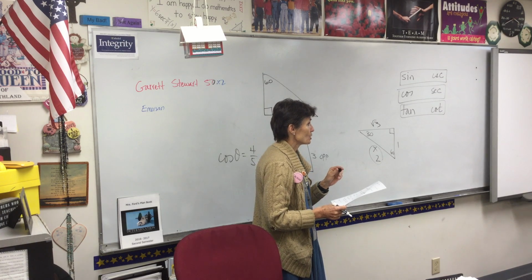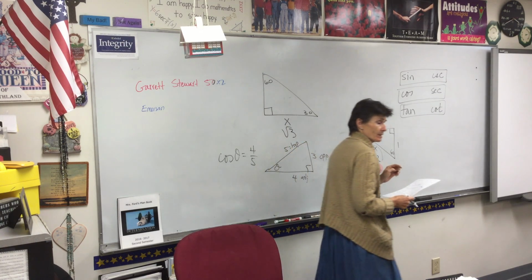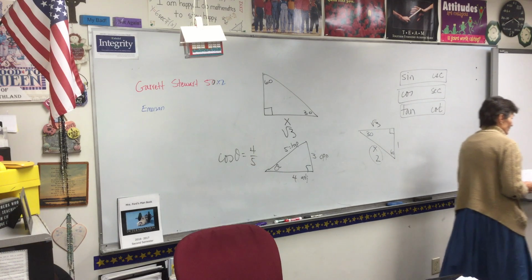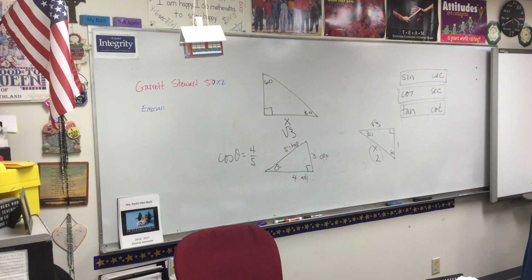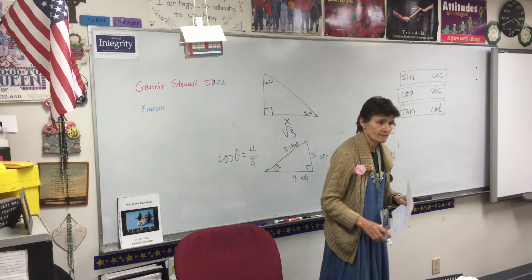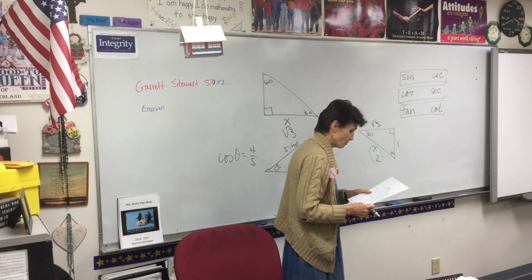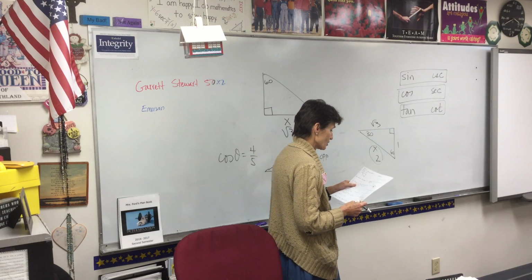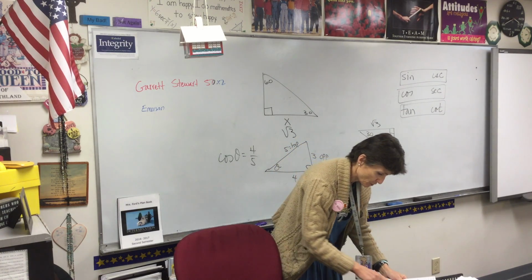Which function is adjacent over opposite? Which function is adjacent over opposite? Cotangent. Oh, come on, look at your list. This should not be hard. You got it right in front of you. Which one says adjacent over opposite? Cotangent. That would be cotangent. It's the reciprocal of TOA, right? TOA is opposite over adjacent. So when you put adjacent over opposite, it's going to be cotangent.